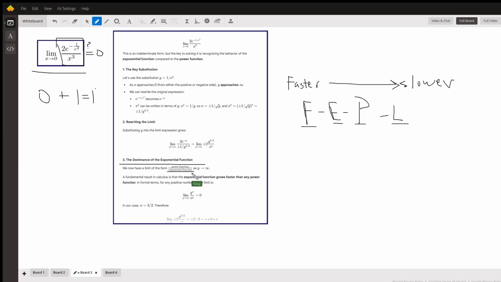So when you have power over exponential, this guy's going faster, so it'll dominate the power function. So the limit is 0 as x approaches infinity.